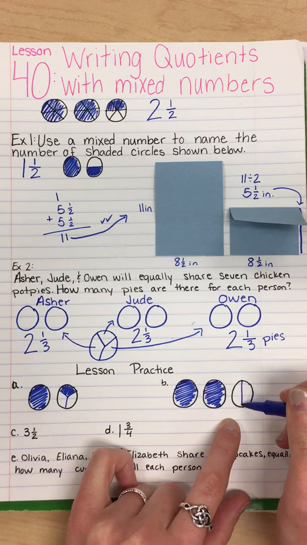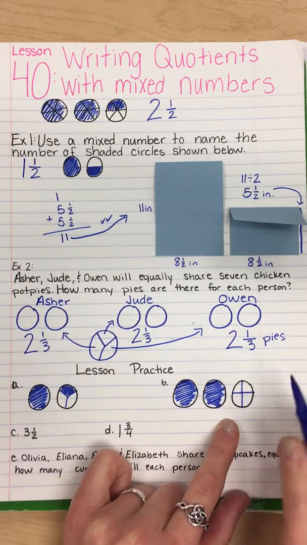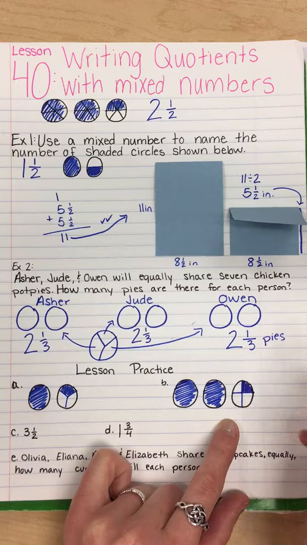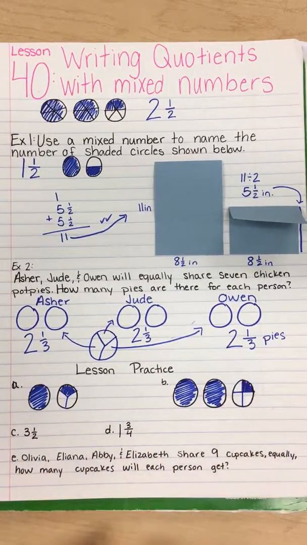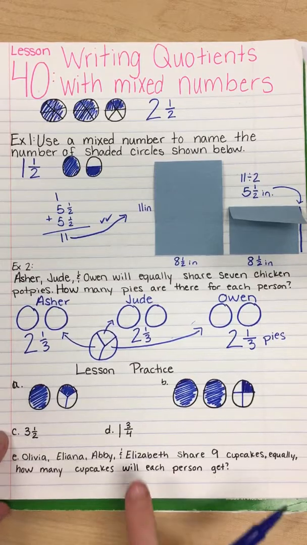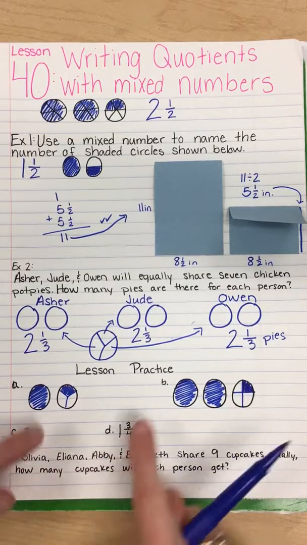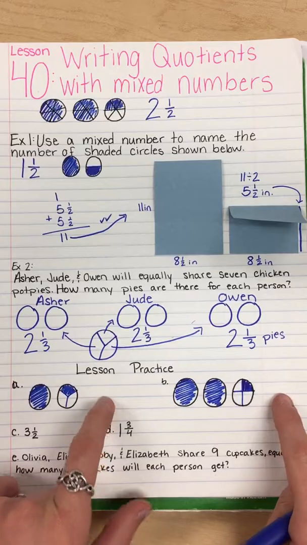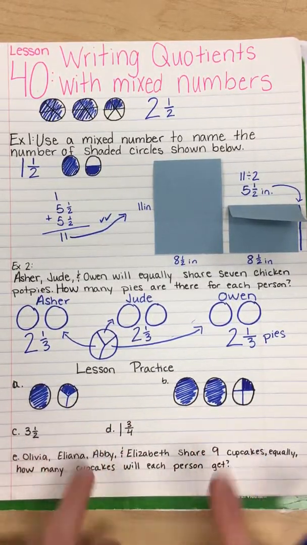And this one you're going to divide into fourths, and you're going to shade 1 of these in. So now write the mixed number for these. This, okay? And for C and D, what the directions are is draw and shade the circles to represent these. So it's the opposite of what I did for A and B. So here I gave you the circles, and you had to write the mixed number. Now I'm giving you the mixed number, and you have to draw the circles.